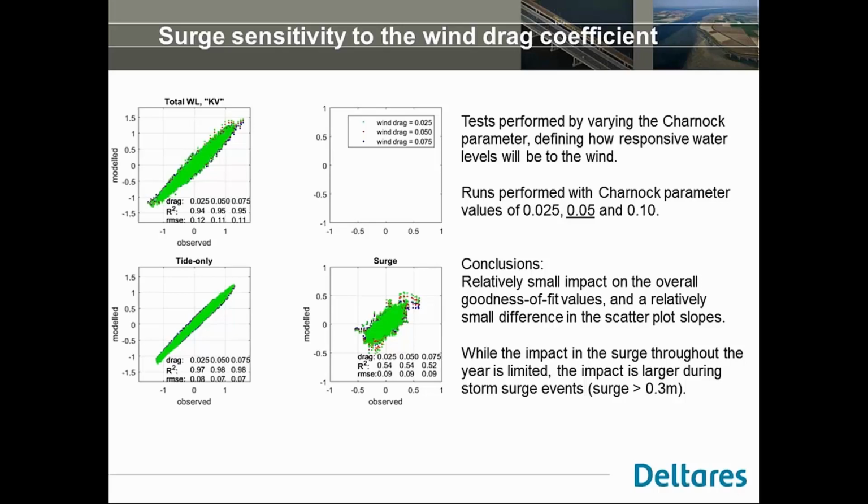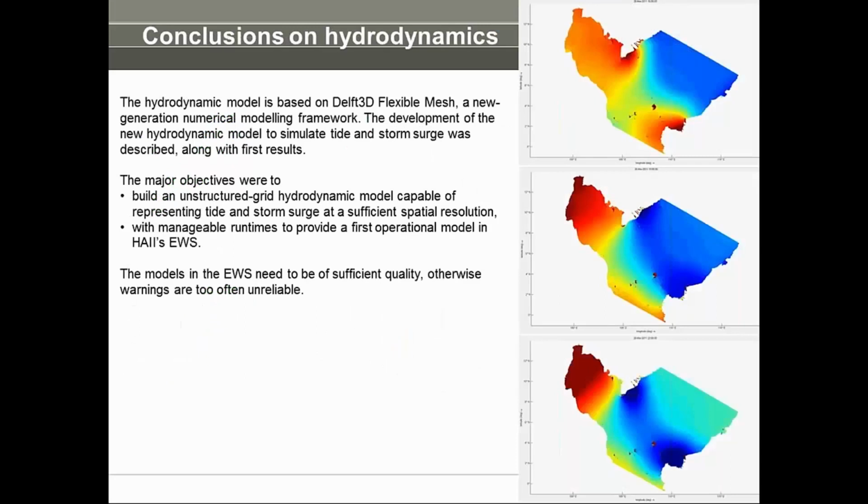So you see in the plots on the left, bottom right shows the sensitivity of the surge to varying this parameter. The sensitivity of the tide is almost none, as it should be. So essentially, varying this parameter has an impact on your simulated storm surge, especially when the storm surge is, in this case, greater than 30 centimeters. I think this is my last slide of the hydrodynamics, so I want to highlight the main points.